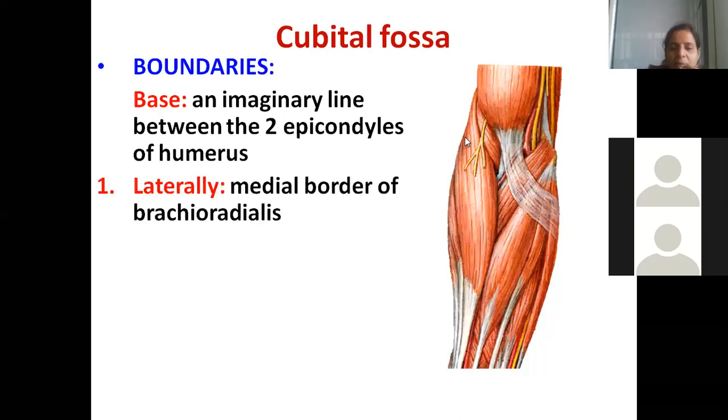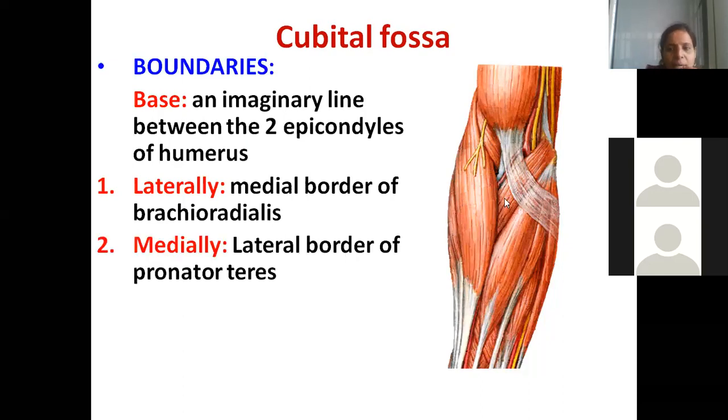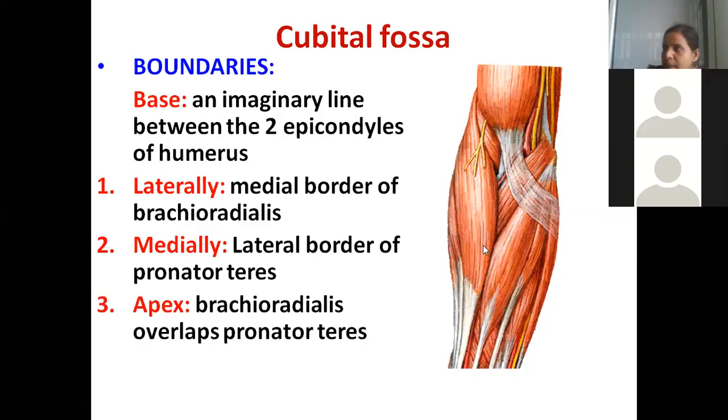The base is an imaginary line joining the medial and lateral epicondyles. Laterally we have the medial border of brachioradialis. Medially we have the lateral border of pronator teres, which is a small muscle. The apex is the meeting point of brachioradialis and pronator teres. You can see the animation with the green line. So this is the lateral border, this is the medial border, and this is the base. The lateral border is the medial border of brachioradialis, the medial border is the lateral border of pronator teres, and the base is the line joining the medial and lateral epicondyles.